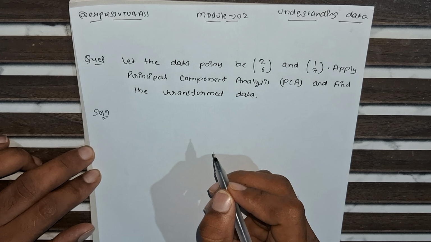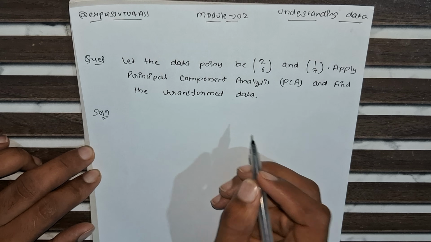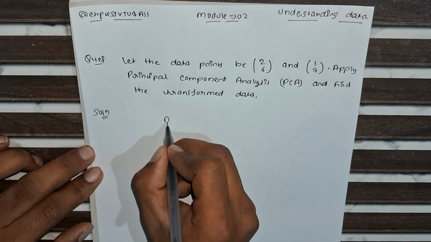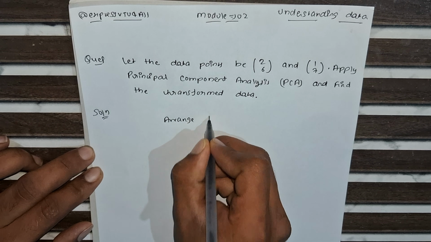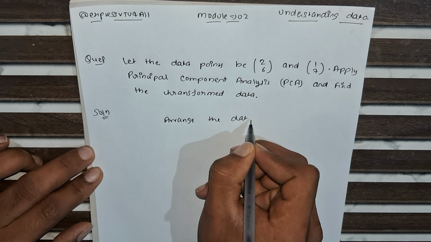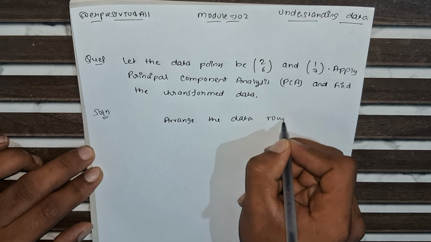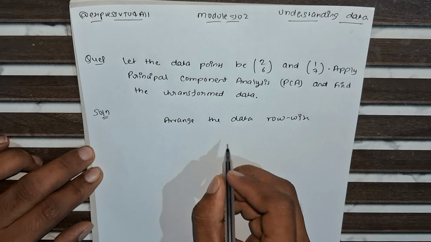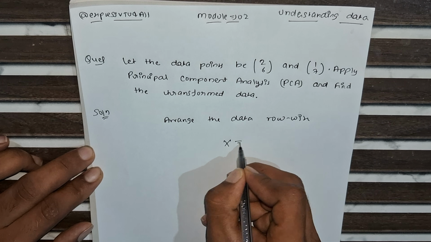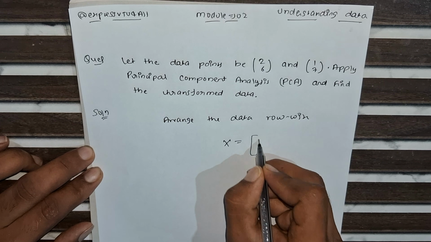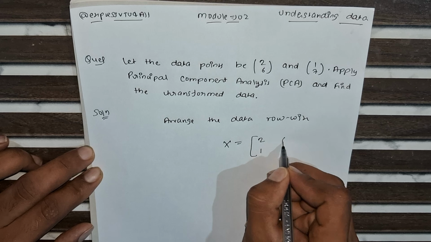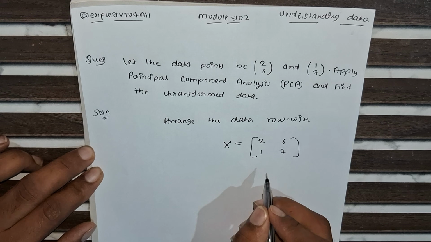How can we form the data matrix? Means arrange the data row wise. So I can represent it as X equals 2, 1 and 6, 7. So this is our matrix.